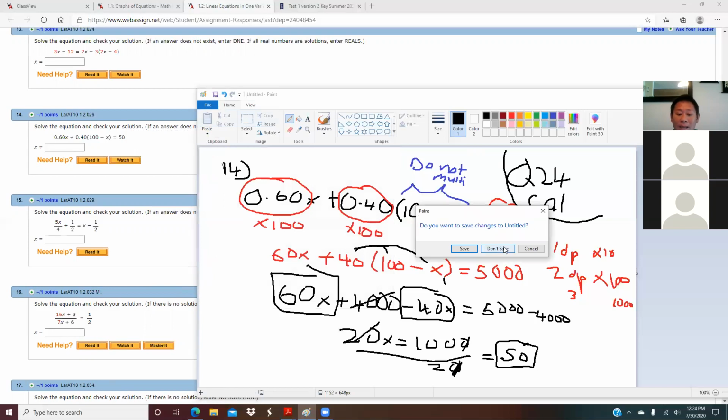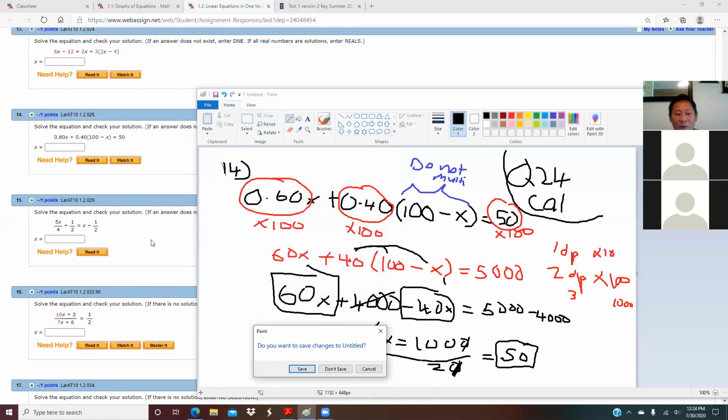All right, so this is how we do decimals. Does anyone have any questions with these decimals? Then we do fractions. Anyone?